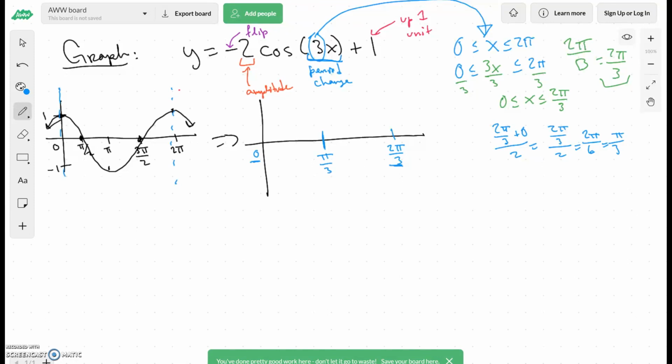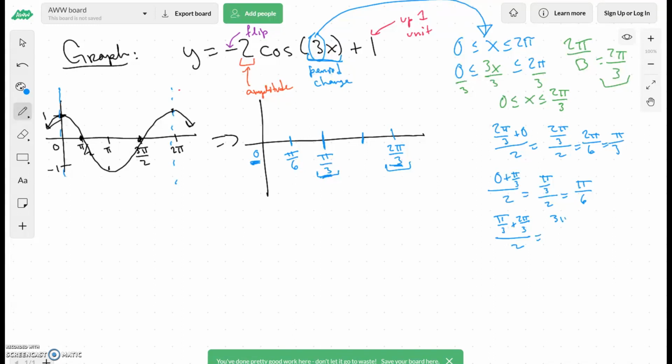Now we need to find the other midpoints. This one's going to be from 0 to pi over 3. Let's find that midpoint. So this is going to be 0 plus pi over 3 divided by 2. This is going to give me pi over 3 divided by 2, which gives me pi over 6. So this is going to be pi over 6. Now the last one is that I'm going to add these two numbers together to figure out what this one is. So this is going to be pi over 3 plus 2 pi over 3 divided by 2.